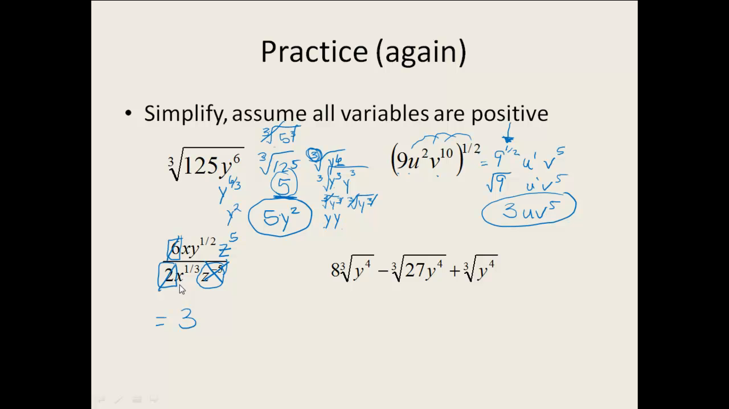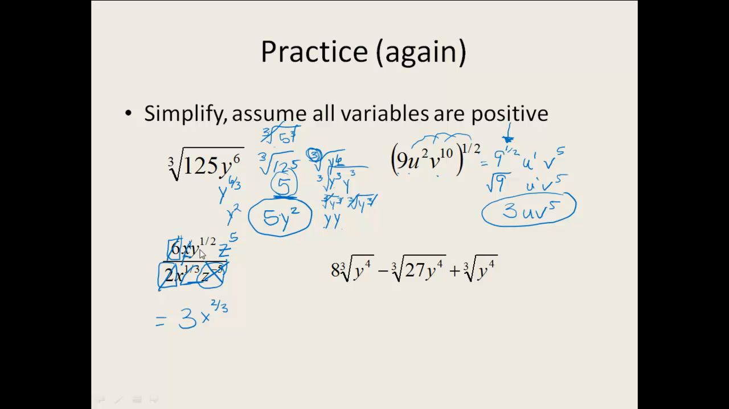Next, I'm going to focus on my x's. I have x to the 1/3 on bottom and just an x on top. Well, my rules for division say that I subtract my exponents, so I need to take this 1 minus 1/3, and that's going to give me 2/3. So I'm going to end up with x to the 2/3. That takes care of my x's.